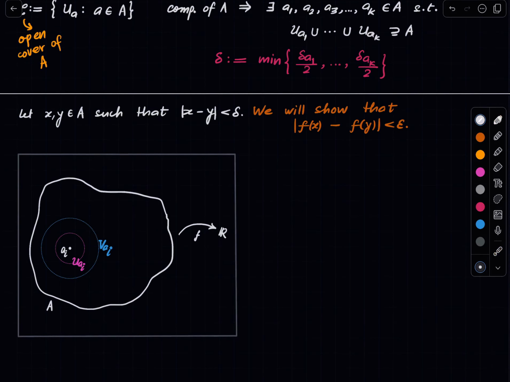So x is going to lie in some of these pink balls. So say x is in UAI, right? These pink balls, UA1 up to UAK, they cover the entire set A. So x is going to lie in one of them, and that is what we have drawn here. So this is AI, center of this pink ball, and x is inside it. All right. But now here is the crucial point. We claim that y is in this blue ball. Y is in the blue ball. I shouldn't have written that in pink.